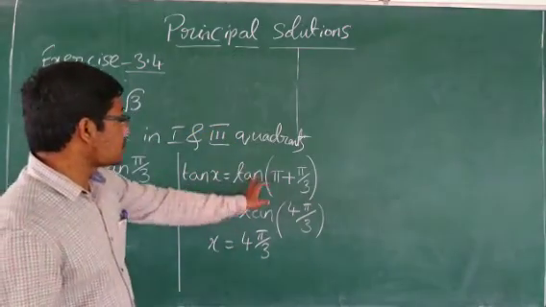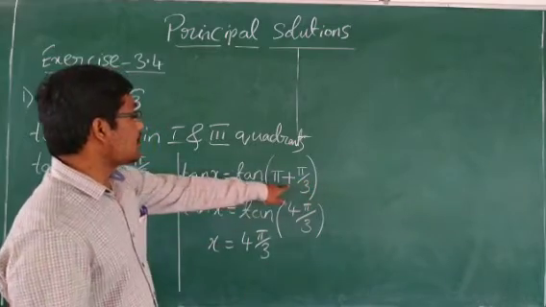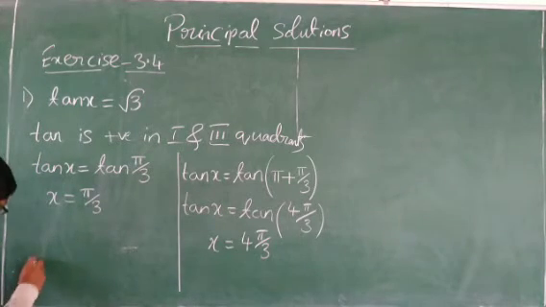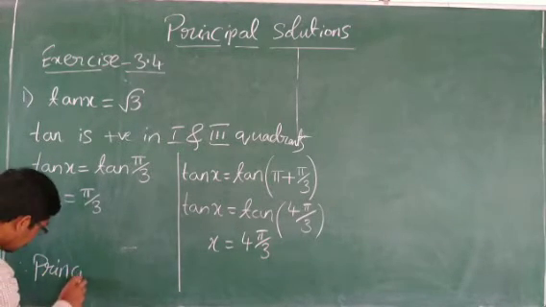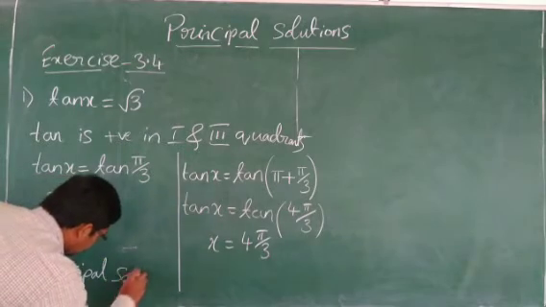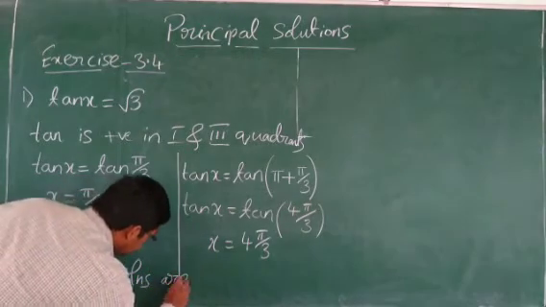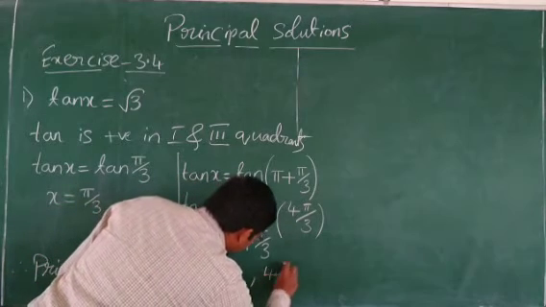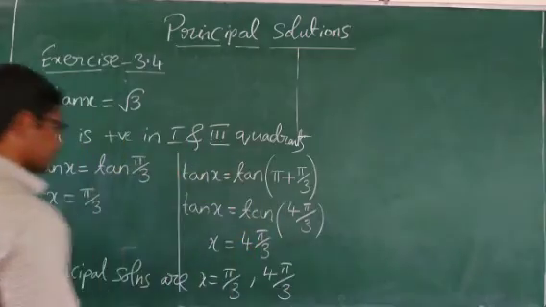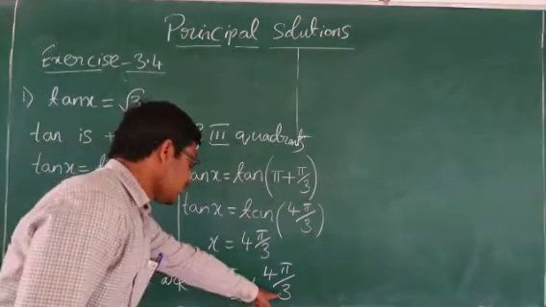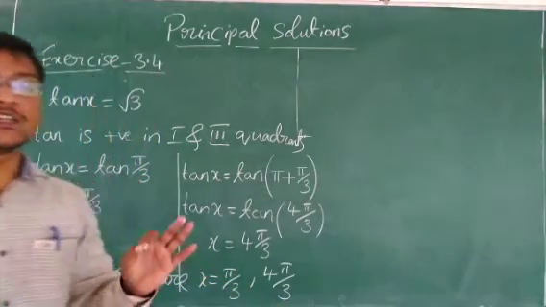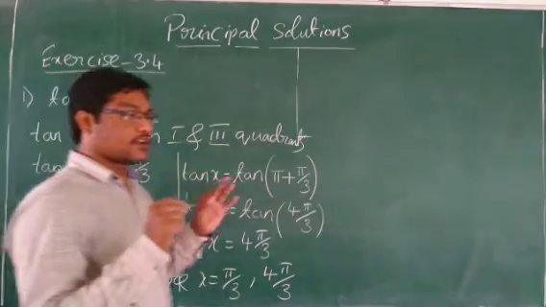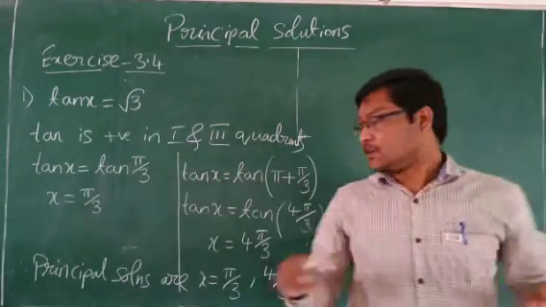You can check tan of pi plus pi by 3. Tan of pi plus pi by 3 is root 3. So therefore principal solutions are x is equal to pi by 3 and 4 pi by 3. These two solutions that you are getting should be between 0 to 2 pi. 0 to 2 pi means 0 to 360.